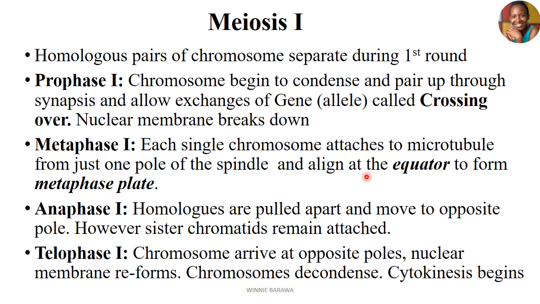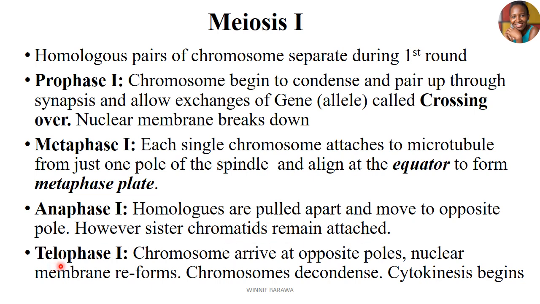So in metaphase 1, now the chromosomes are aligning at the equator, and each microtubule will be attaching to the chromosome. And then at anaphase 1 now, the homologous chromosomes will be pulled apart into the two opposite poles. However, I repeat, the sister chromatids will remain attached.